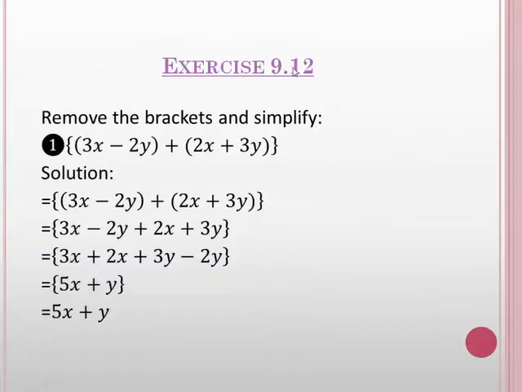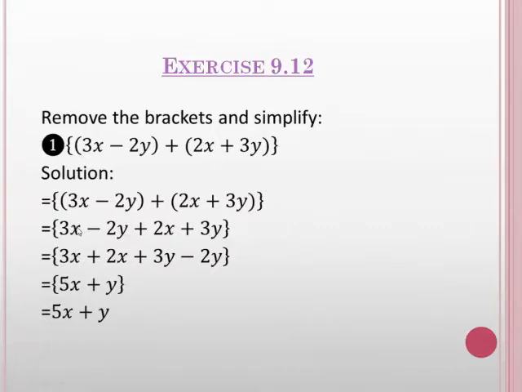Okay, now students, here we start exercise number 9.12, removal of brackets and simplify. Here are some brackets over here. Firstly we remove these round brackets. So here we remove the round brackets, but firstly we multiply this plus sign. Here we remove these brackets and we write directly 3x minus 2y plus 2x plus 3y.